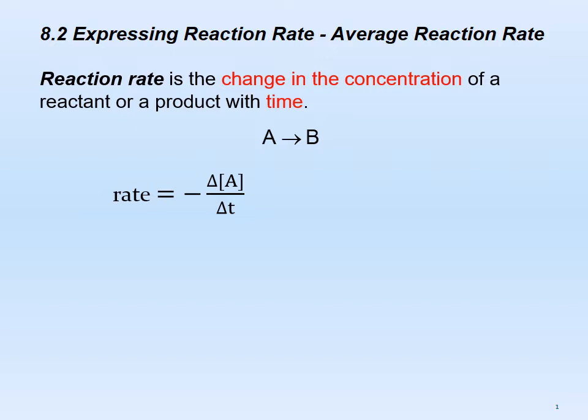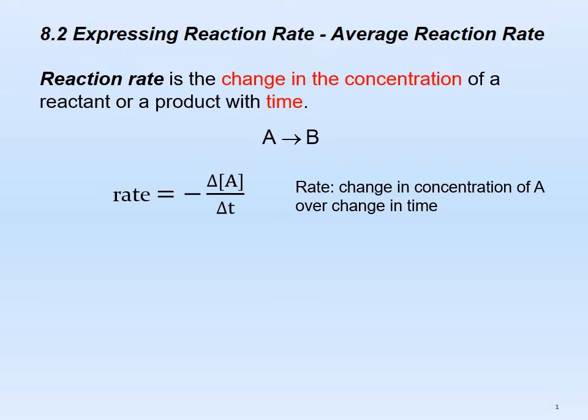The symbol that looks like a triangle is capital or uppercase delta. It is a letter of the Greek alphabet. It means change. Square brackets enclosing A are used to represent the molarity or concentration of A. Thus, in this equation, rate is the change in concentration of A over change in time.